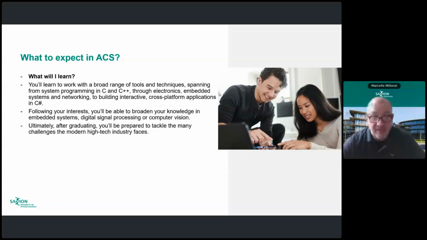So what we don't do is we do not build websites or apps. That is not what we do in applied computer science. We do have another program at Saxion focusing on those fields of application. That program is called HBO ICT. But we in applied computer science, and applied is important here, focus on embedded systems and programming for embedded systems.